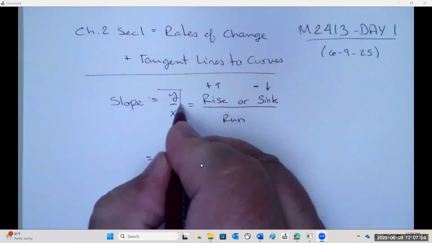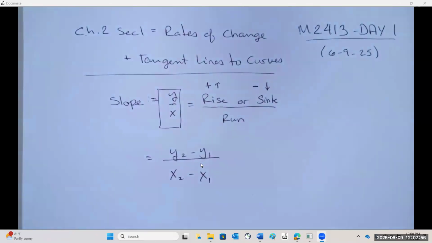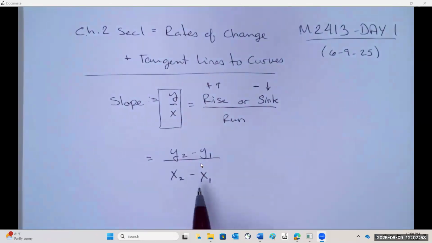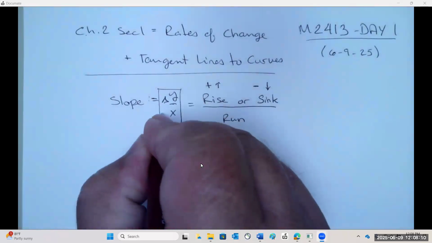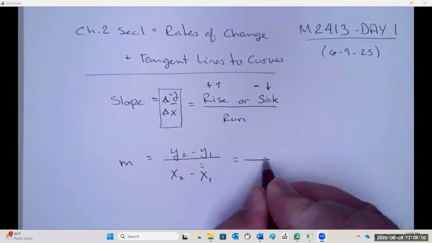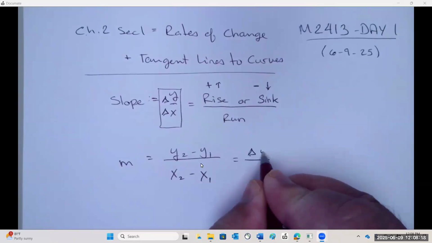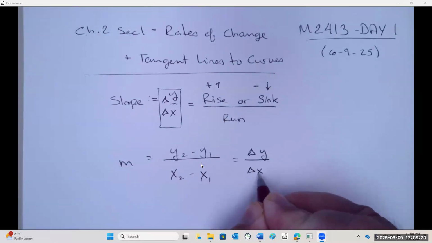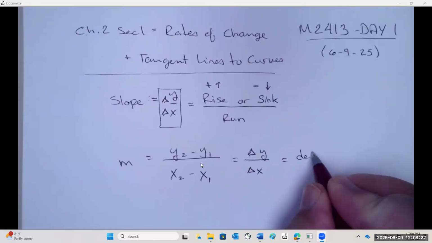Now, how do we represent it like this? That's the formula for it. That's the formula for slope. How do we represent that using symbols? Delta. Right. Very good. Delta y over delta x.